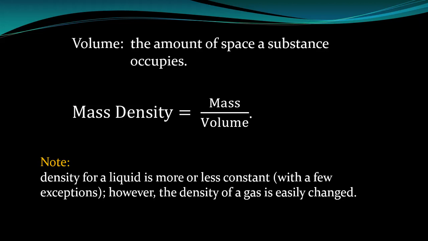We also need to define volume, just to make sure we understand that. It's the amount of space a substance occupies, pretty basic. And then mass density, which again is mass per volume, or mass divided by volume. To make it easier, mass density is the only type of density we're going to be talking about, so I'll just call this density from now on. The density for a liquid has some significantly different behaviors than the density of a gas.